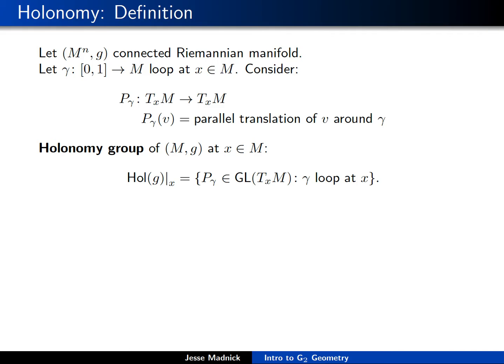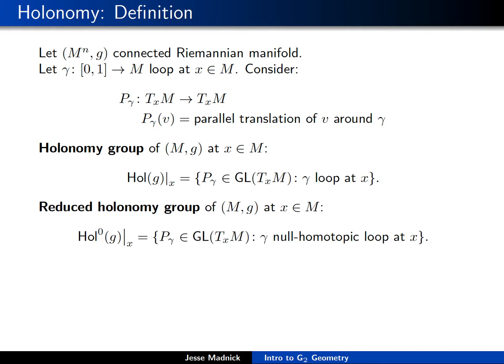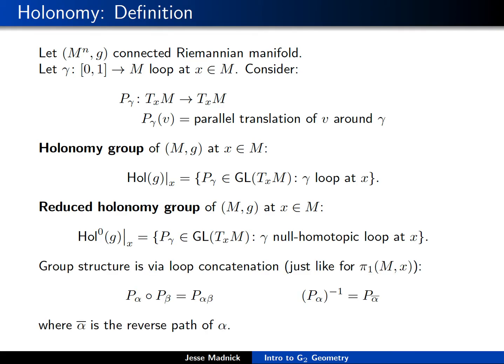So let's let the holonomy group of the metric g at the point x be the set of parallel transport maps, P_gamma, ranging over all loops gamma at the point x. You can also restrict attention to parallel transport maps where gamma is required to be a null homotopic loop, and this set is called the reduced holonomy group of the manifold at the point x. These sets are in fact groups.